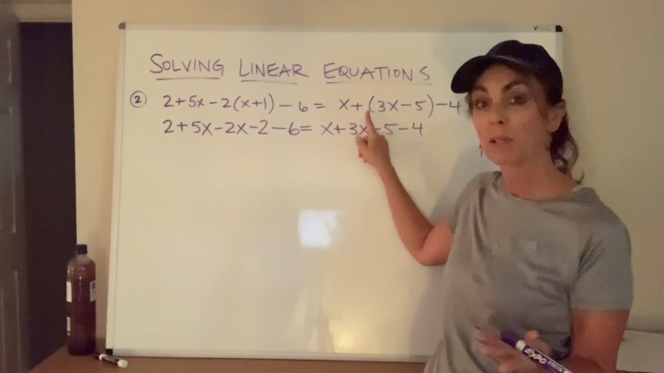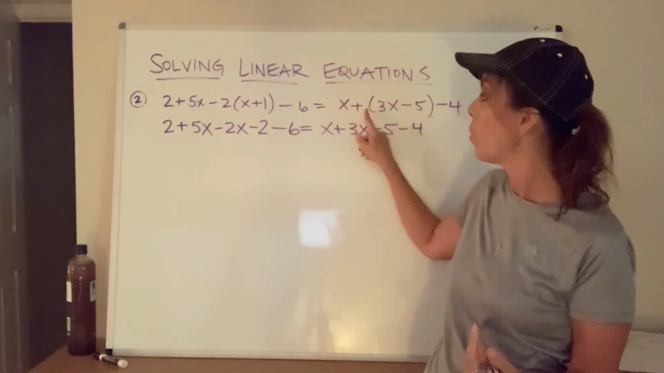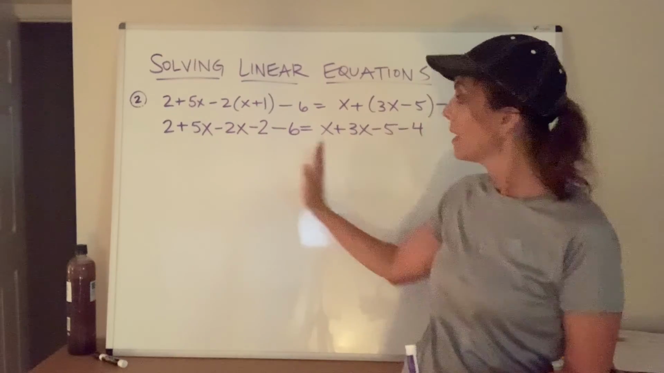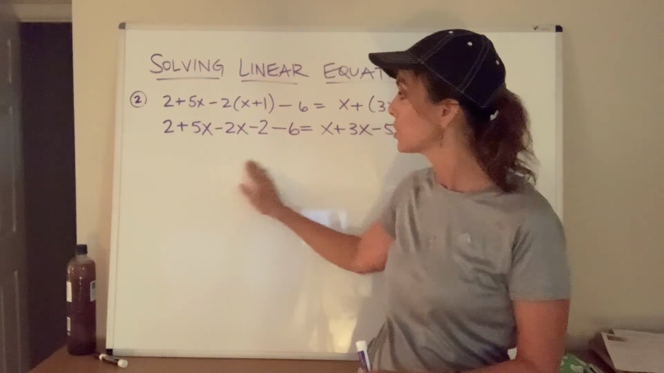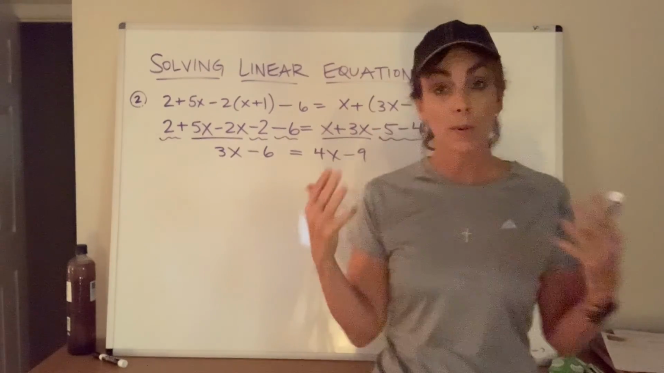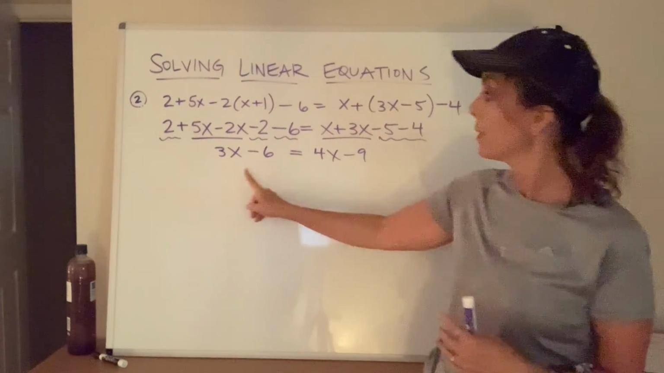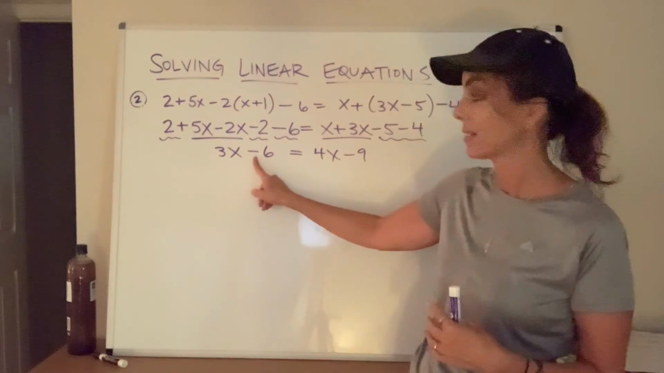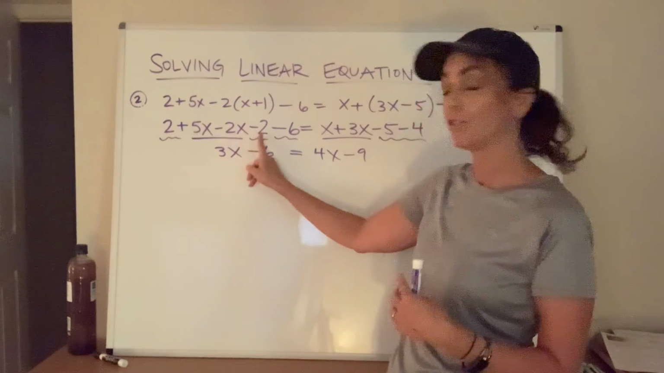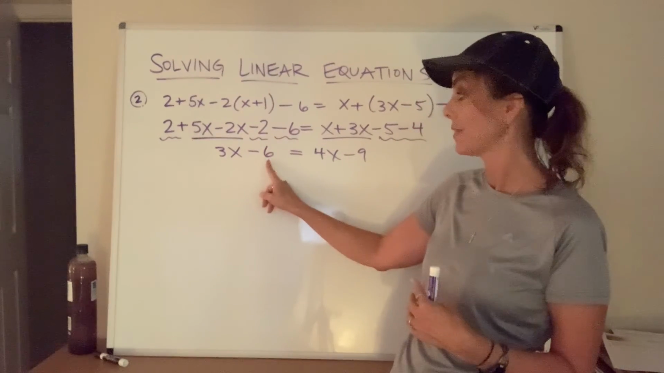So I had nothing really to get rid of, because really that's a 1 multiplied by that set of parentheses. Okay, so no parentheses. Let's combine all the like terms on the left and all the like terms on the right. When I combine all my like terms, I end up with 3x minus 6, because I've got 5x minus 2x is 3x, and 2 minus 6 is negative 6.